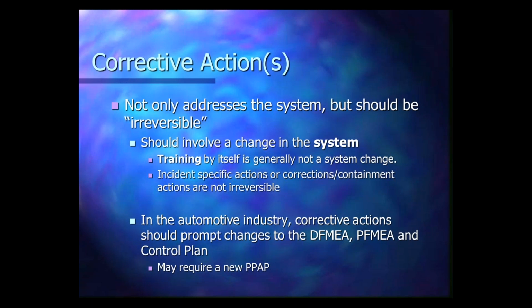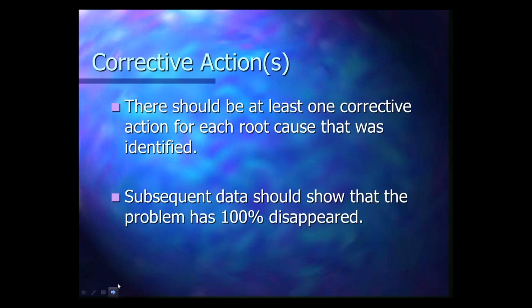In the automotive industry, corrective action should prompt changes to your design and process FMEA and your control plan, and they may require a new PPAP. There should be at least one corrective action for each root cause that's identified. Subsequent data should show that the problem has 100% disappeared.